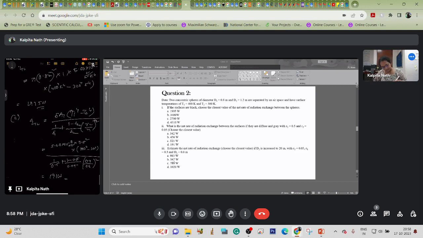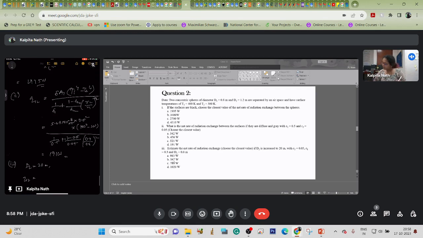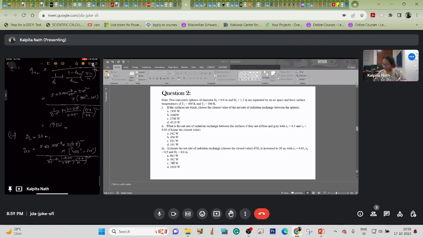For the third part, D2 is now given as 20 meter, and it follows that Q12 is equal to 5.67 times 10 to the power minus 8 into area, which is pi into 0.8 squared. This will be the same, right? The inner diameter. This is (400 to the power 4 minus 300 to the power 4) upon [1 upon 0.5 plus (1 minus 0.05) upon 0.05 into (0.4 upon 10) whole squared]. So this is 983 watt.